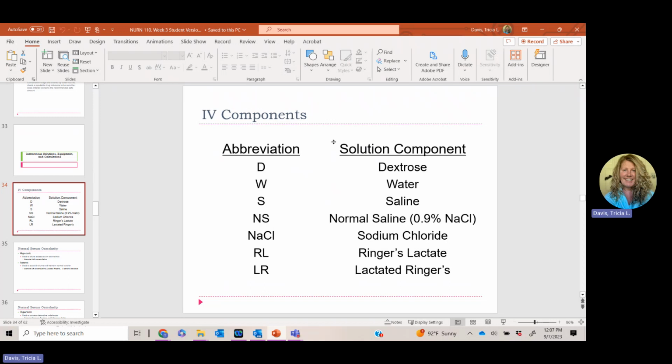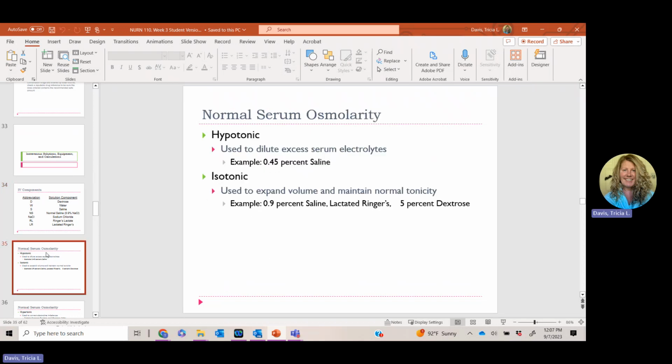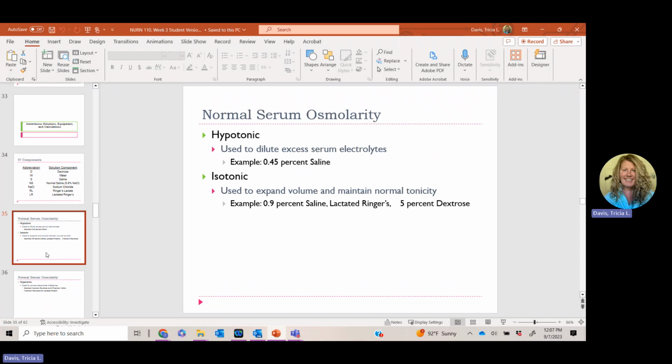So these are some common solutions and their abbreviations. D is for dextrose, W is for water, S is for saline, NS is normal saline, NaCl is sodium chloride, RL is Ringer's lactate, LR is lactated Ringer. So you want to commit these to memory. So remember I told you about the different types of fluids. They have different concentrations.